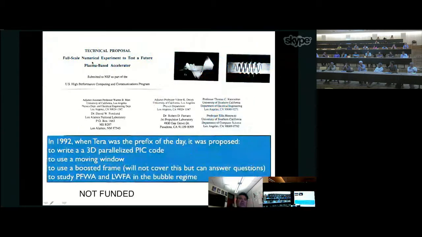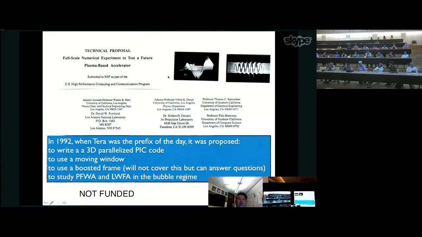So what we did was we wrote a proposal to the US High Performance Computing Program, to NSF. We called it Full-Scale Numerical Experiment to Test a Future Plasma-Based Accelerator. In this proposal, when Tera was the prefix of the day, not Exa, we proposed to write a 3D parallelized PIC code, implement a moving window, use what everyone now refers to as a boosted frame, and study PWFA and LWFA and what people now refer to as the bubble regime.